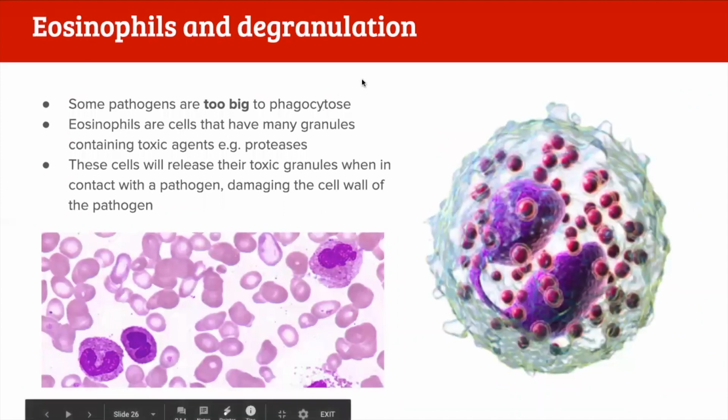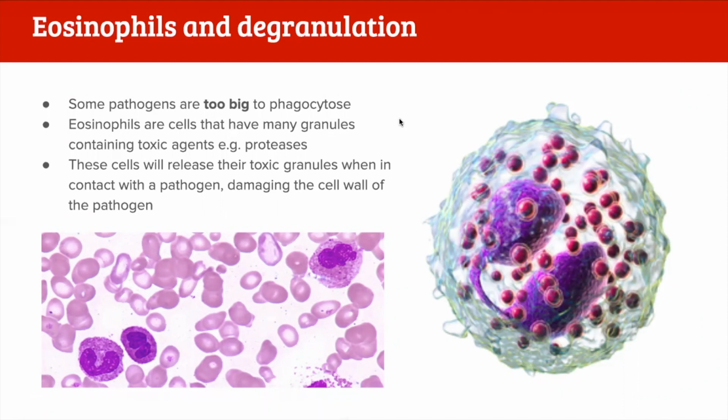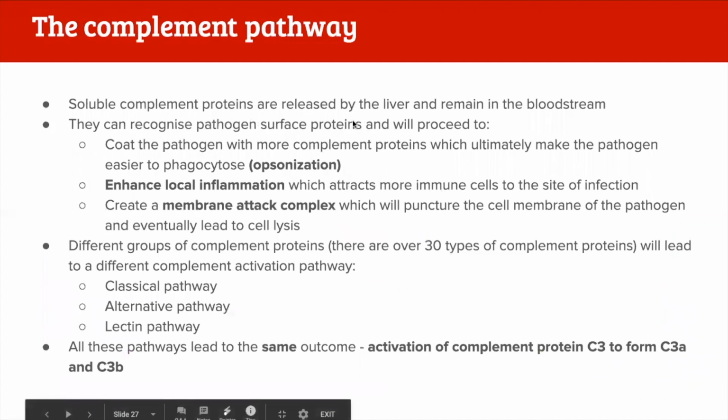Now, eosinophils and degranulation. Some pathogens are too big to phagocytose, so they're too big for macrophages or neutrophils to engulf. Eosinophils are cells that have a lot of granules inside them that contain toxic agents, such as proteases. These cells release their toxic granules when in contact with a pathogen, hence damaging the cell wall of the pathogen. This is a histological image, and these bigger purple structures with a deeper purple inside are your eosinophils, and those are the granules, dark purple.